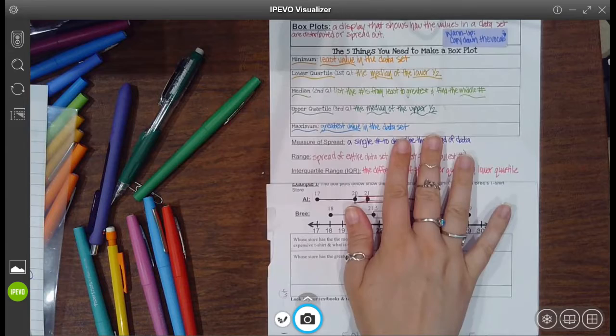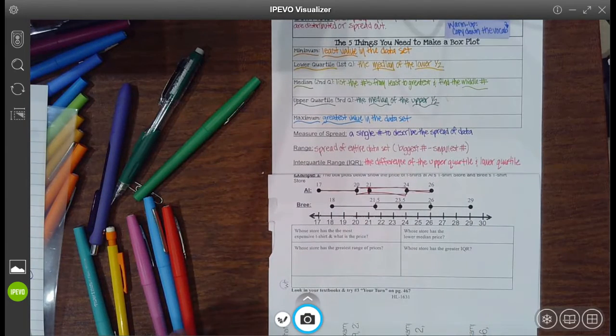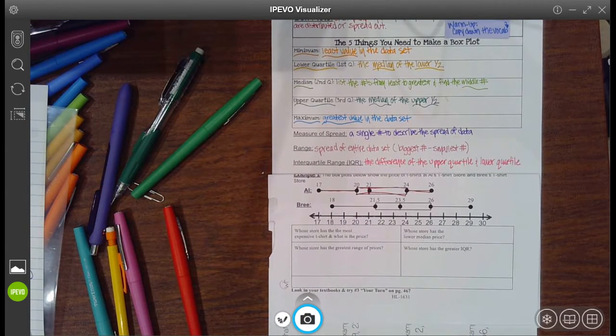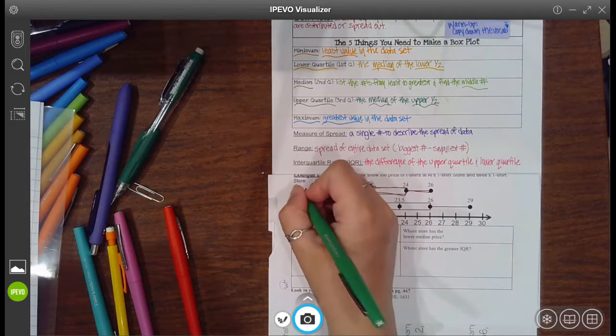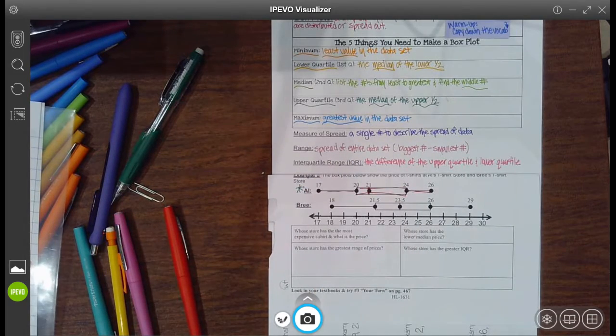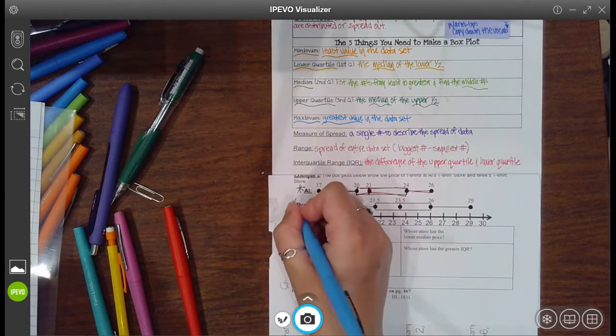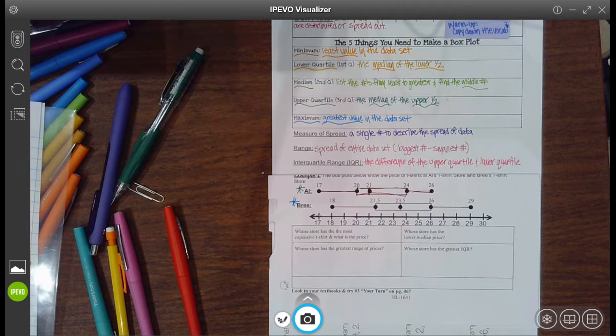Okay, so let's answer some questions based upon these two box and whisker plots. These box and whisker plots are talking about the price of t-shirts at these two stores. So we have Owl's store, the top graph, will represent him in blue. And then we have Bree's t-shirt store, will represent her with green. Okay, so green and blue.